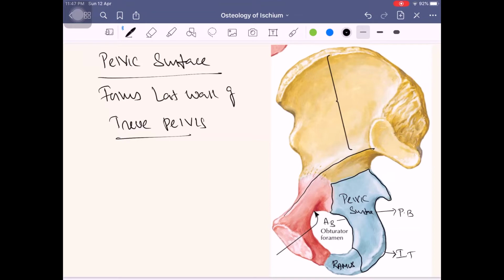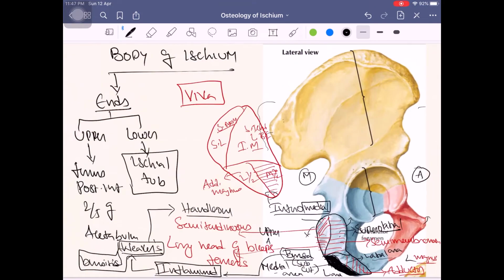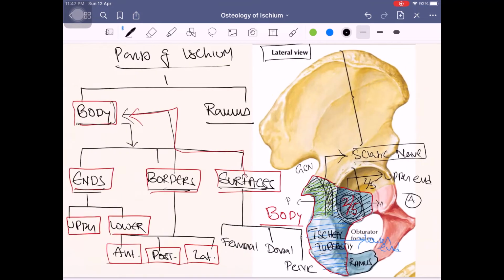So this is about your three surfaces. I hope these surfaces are clear. That finishes your three surfaces: your femoral surface or lateral surface, dorsal surface or posterior surface, and pelvic surface or medial surface. So the body is over. Now we have to go to the ramus.